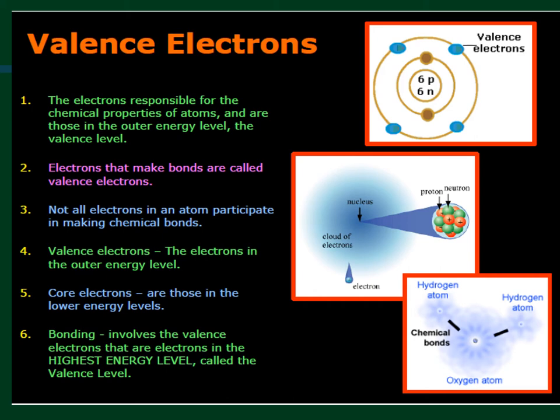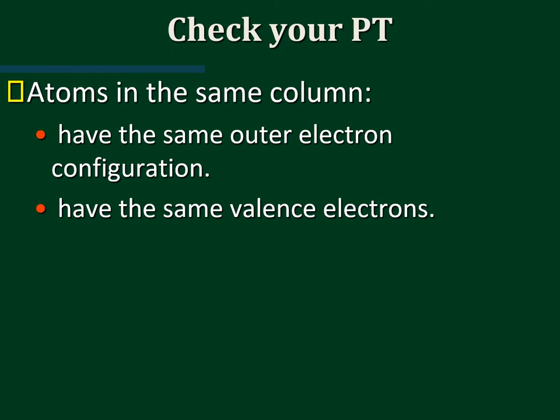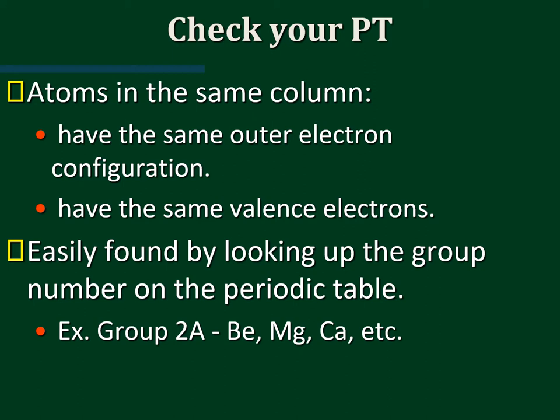So not all valence electrons in an atom participate in making chemical bonds. Valence electrons, the electrons in the outer energy level. Core electrons are those in the lower energy level. And bonding involves the valence electrons, that are electrons in the highest energy level called the valence level. Atoms in the same column have the same outer electron configuration and have the same valence electrons. So it can be easily found by looking up the group number on the periodic table.